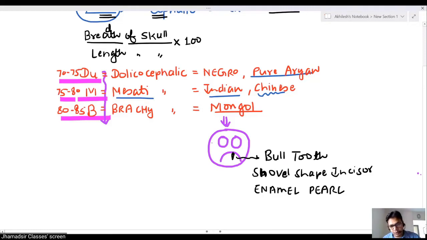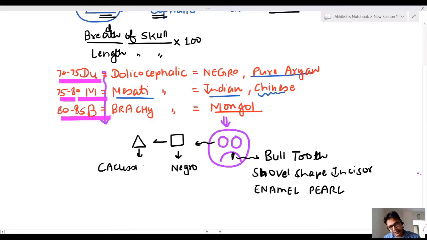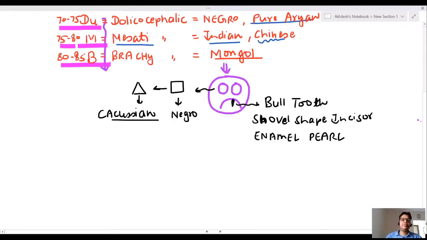Now, sir, what about the orbit? If the orbit is square shaped, it is Negro. And if the orbit is triangular, it is Caucasian. You can get this question. Now, C for Caucasians: C for Carabelli cusp, which is present in the teeth. So you can get multiple questions regarding the cephalic index.